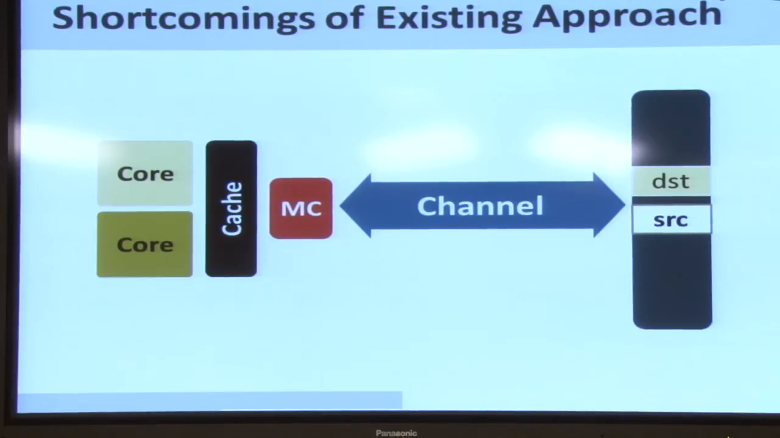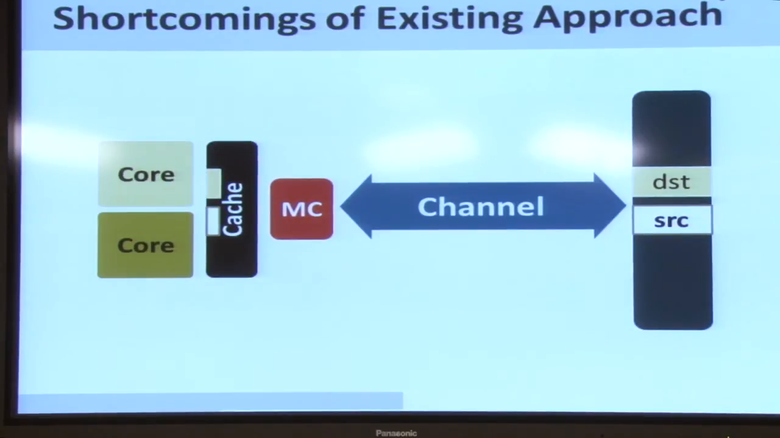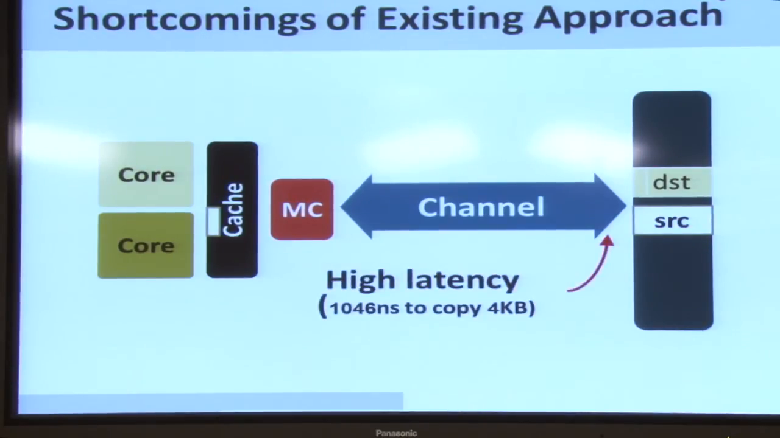It's like you're here, I'm here, and I want to send you a letter, and we send it all the way to the post office. The postman comes and delivers it to your house. That's exactly what happens. I want to copy the data from the source to the destination. It's sent all the way to the cache, and in the cache you actually do the copy, and at some point you may write the data back to the destination. Very inefficient. First, it takes high latency, because we are doing the copy one cache line at a time.